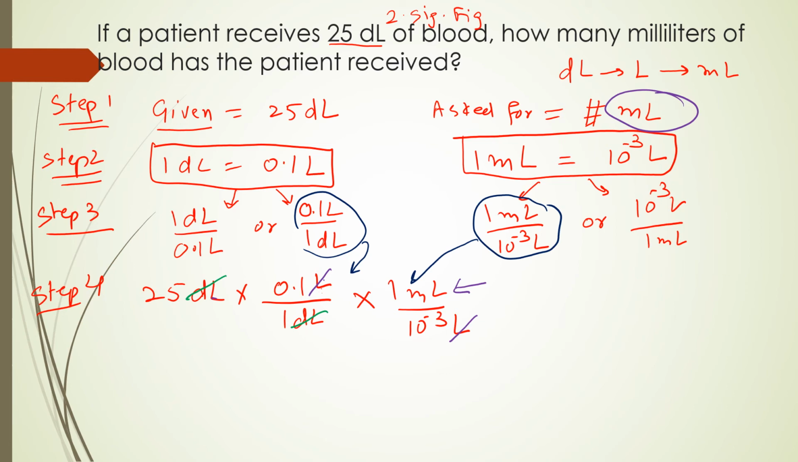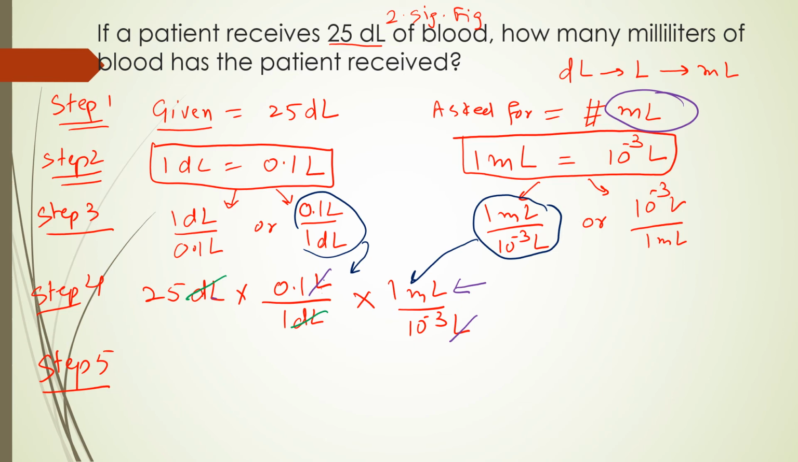So it means it is an assurance that everything is done correctly. So that's the beauty of dimensional analysis. You can never go wrong. If you make a mistake, you will know. Because if you make a mistake, your final unit will not match with the unit what has been asked for. Step 5 is just perform the calculation and report your answer in correct sig fig.